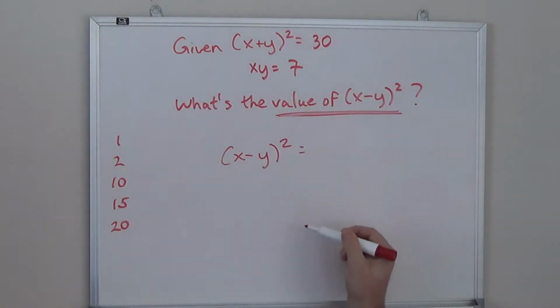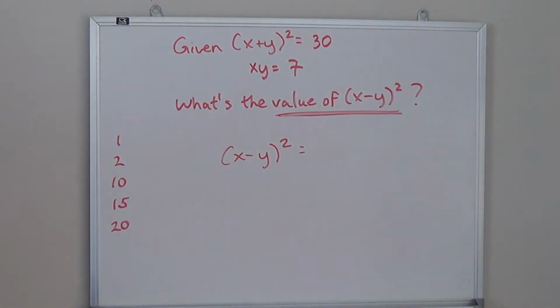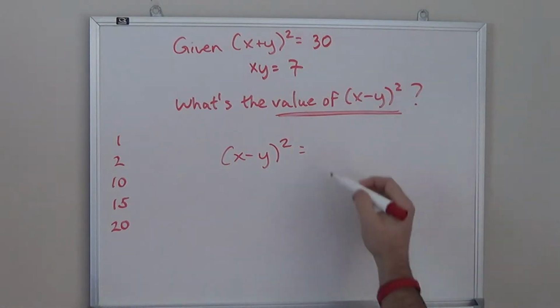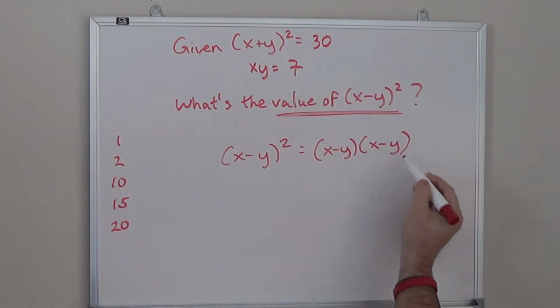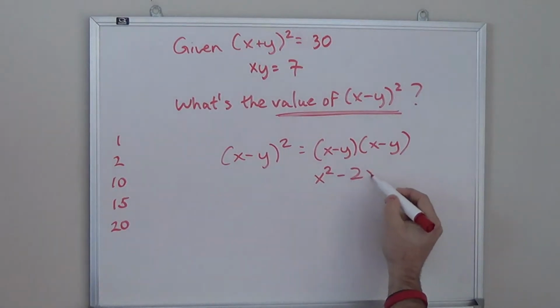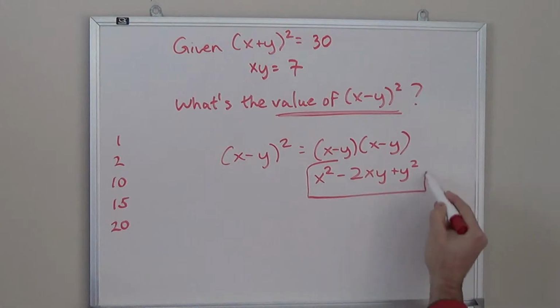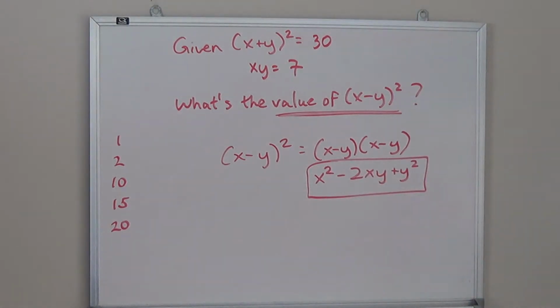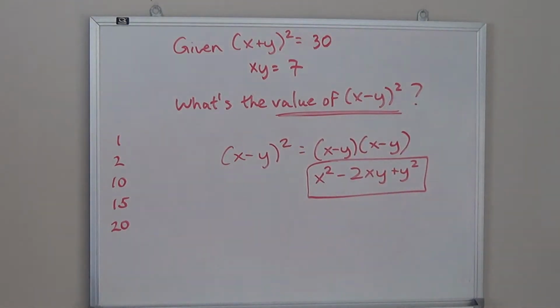The one thing we absolutely do not want to do, we see this a lot, is just distribute the 2 to the x and the y. Don't do that, because this is the same as (x minus y)(x minus y). And if you FOIL that out, that's going to be x squared minus 2xy plus y squared. So we know that's what that is, and that's what they want the value of. Certainly they give us this, and we're going to need to use that eventually.